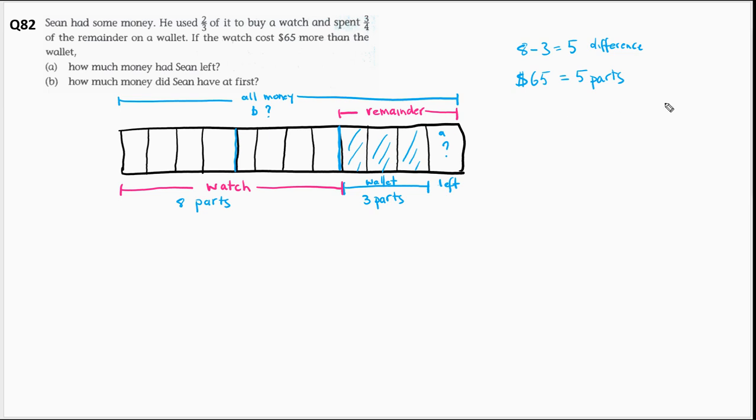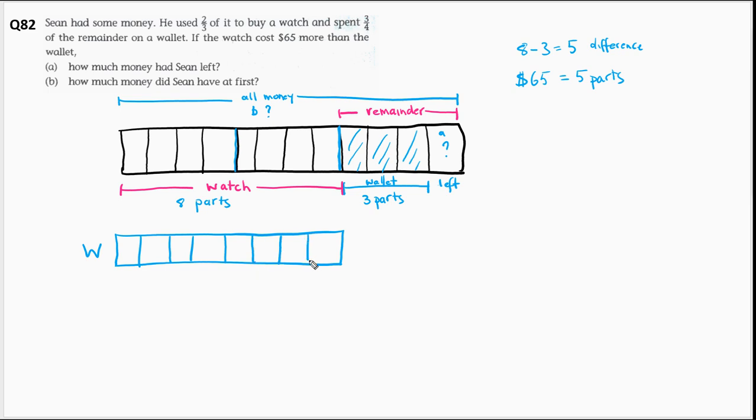All right. Now, if you weren't sure about this, you could think, okay, I'm not really sure. What I could do is just redraw down here. I know that this bit is the watch. In fact, I could just draw again. So this is the watch. I could say, there we go. This is now a comparison model.